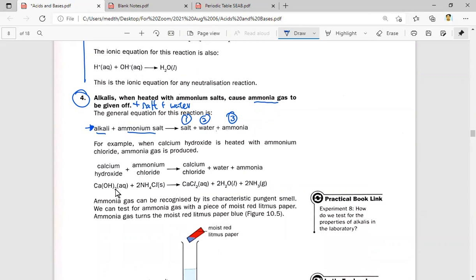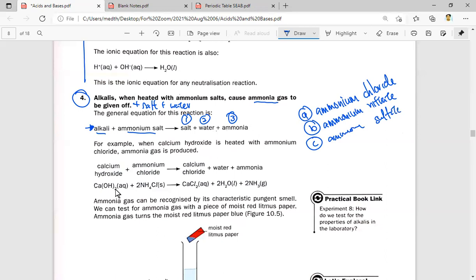So at this particular point, most students will actually ask, "Cher, what are ammonium salts?" So do take note, there are only three main ammonium salts in your syllabus. First, it's actually ammonium chloride, which is in this example over here. The second one is actually ammonium nitrate. Third one is actually ammonium sulfate. So these are the three ammonium salts that you will see, and hence do get familiar with them.